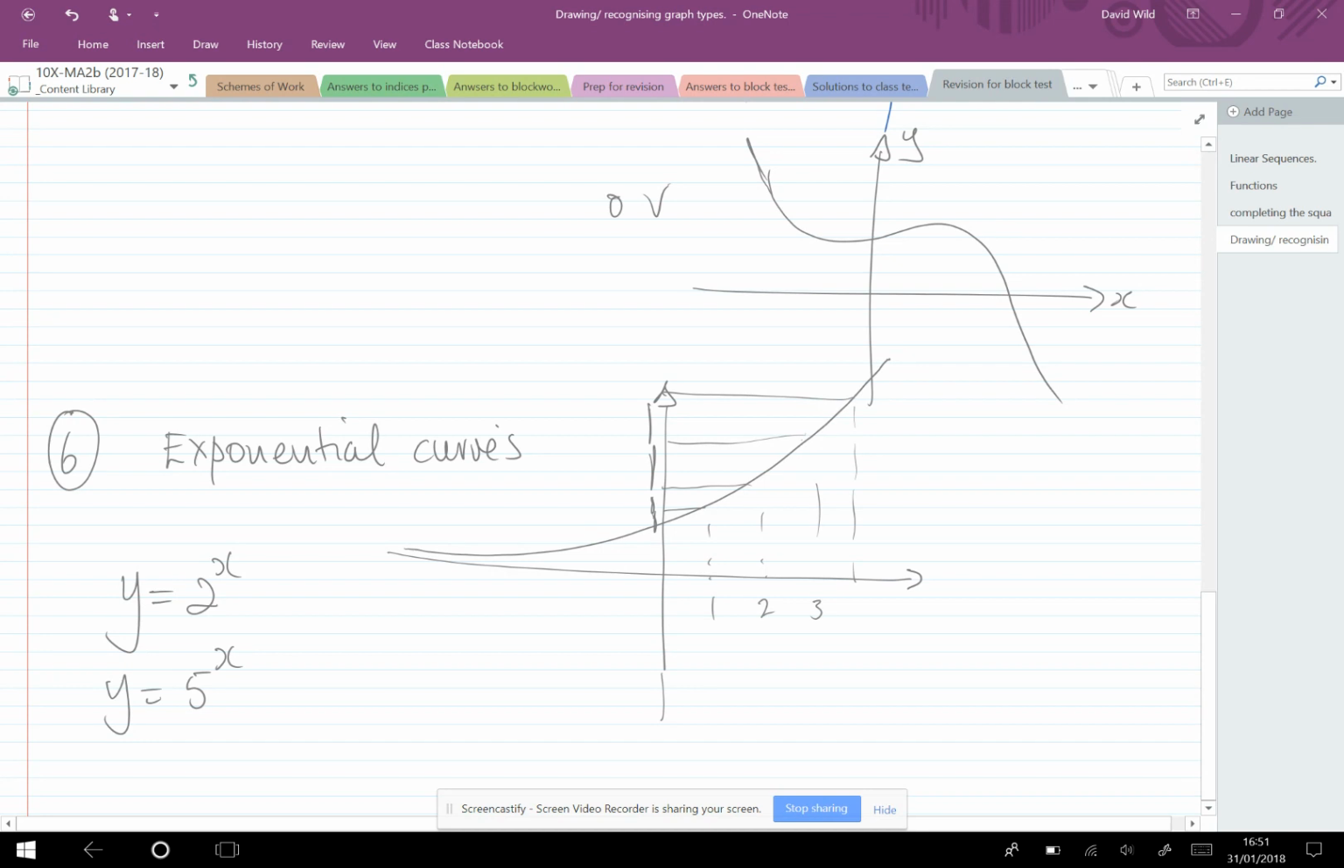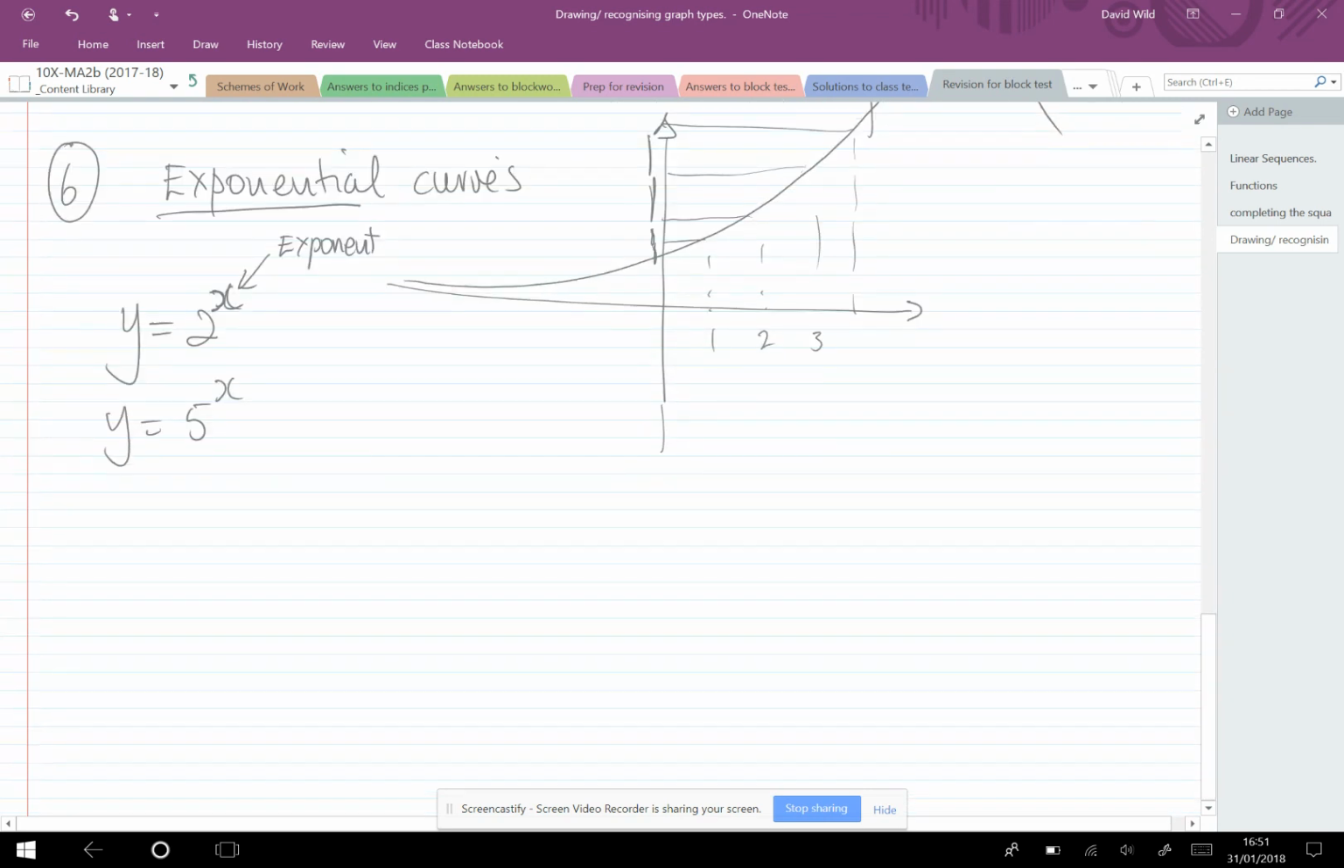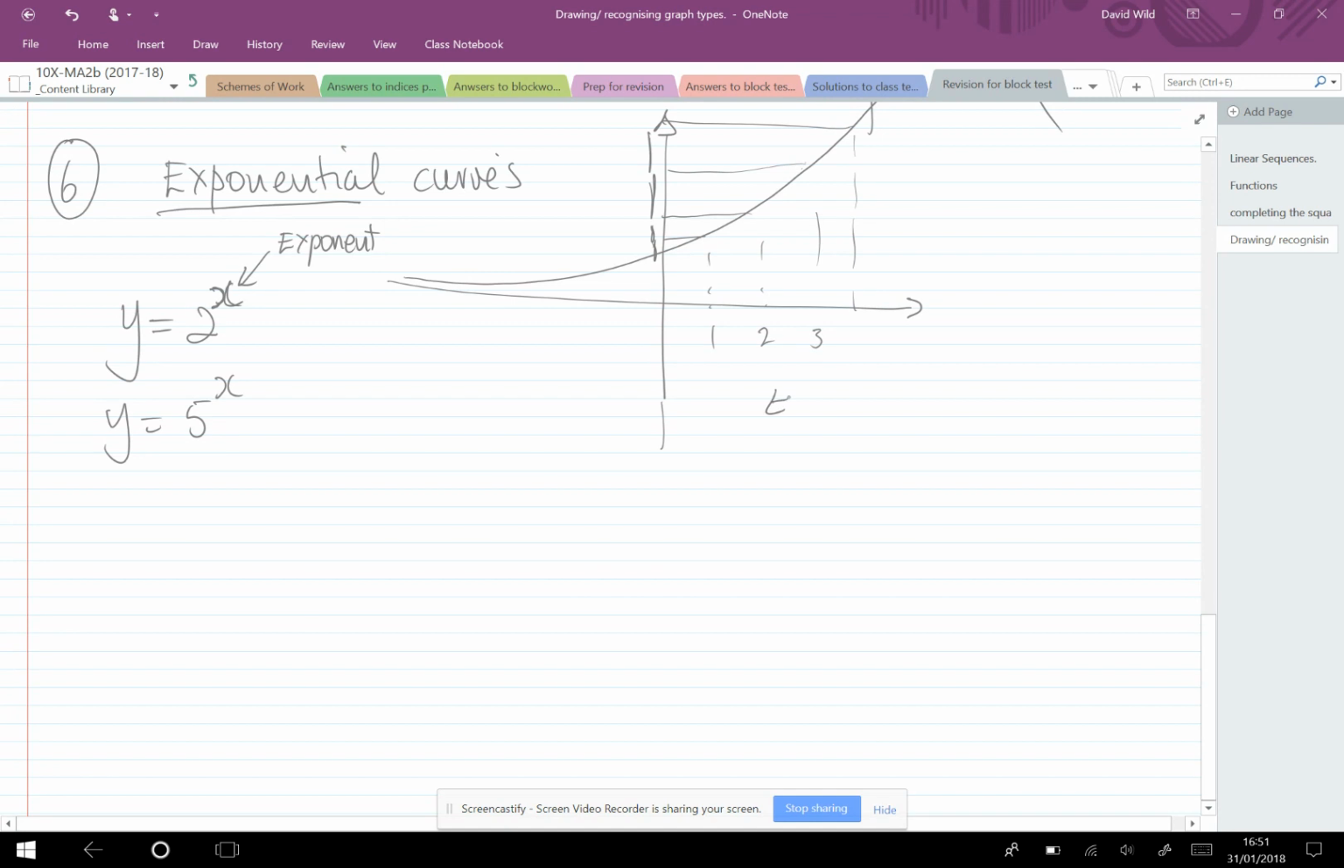And the reason why they're called exponential curves is because the power, another name for power, is the exponent. So if you've got an unknown letter, x, in the power, then it's called an exponential graph. You might see some, this is exponential growth, by the way.